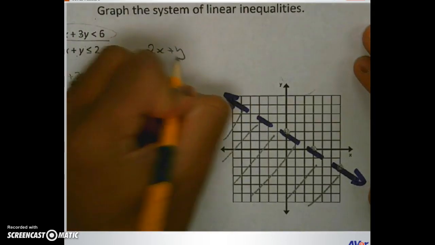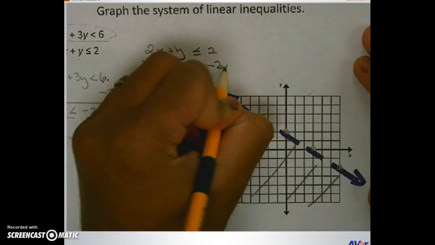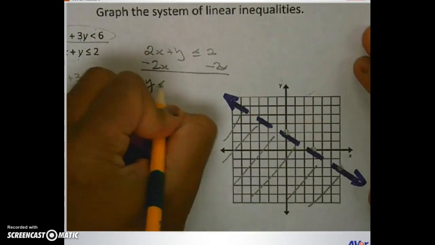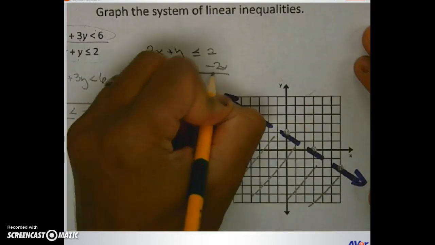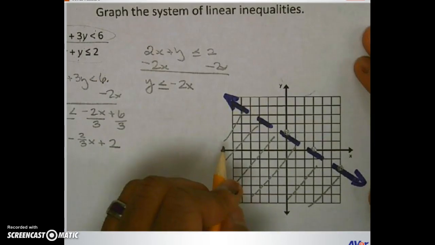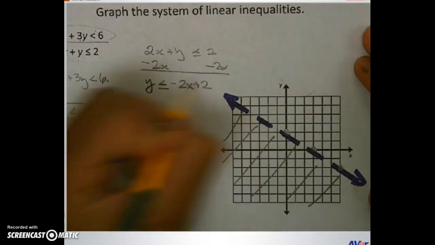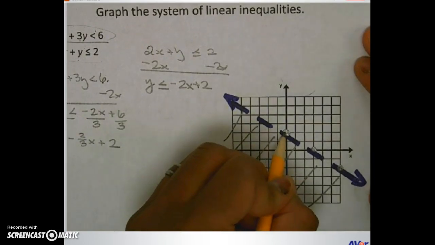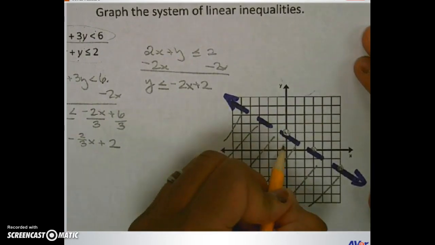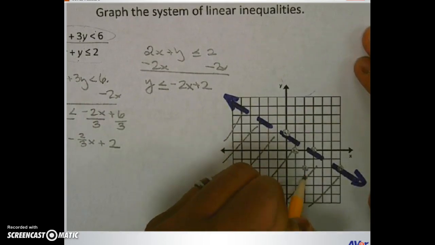Now, if you could, let's look at this one. 2x plus y is less than or equal to 2. I will subtract 2x from both sides, and I get y is less than or equal to negative 2x plus 2. So I'm going to start at 2 again. What a coincidence, does not matter. And then I'm going to go down 2, right 1. Down 2, right 1.